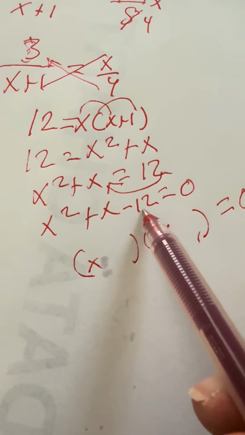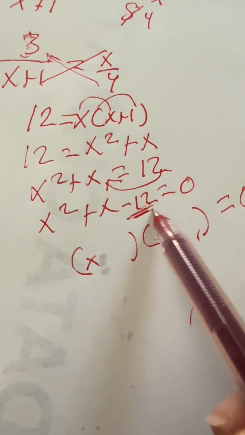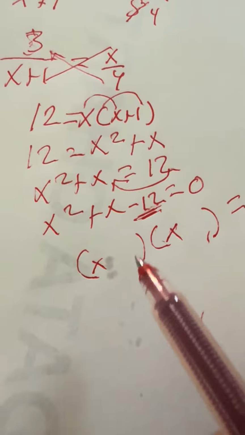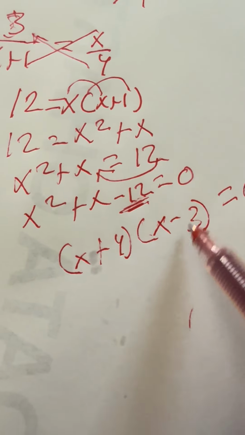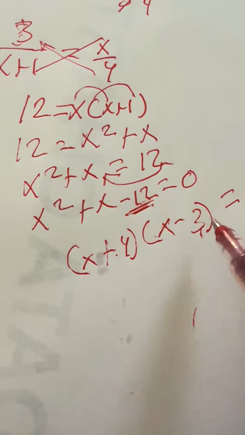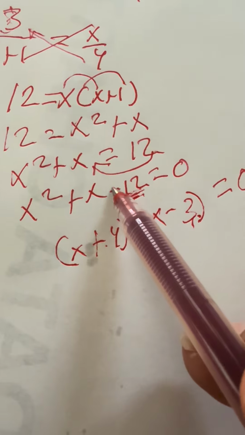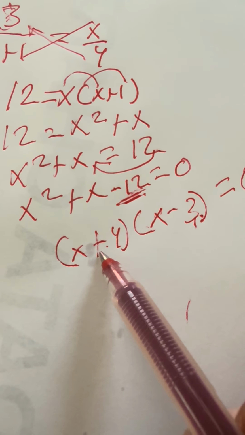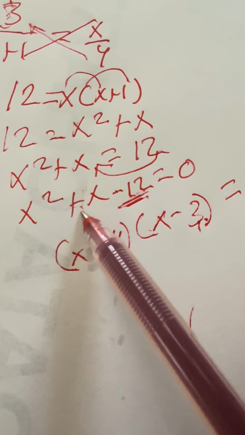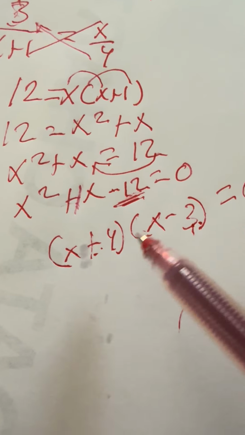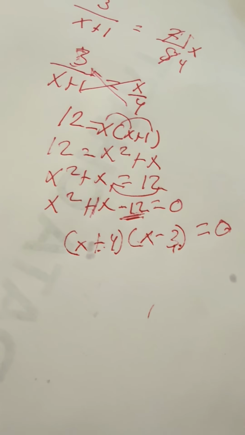Now here there's a 12, negative 12. So what we're going to do is plus 4 and negative 3. Why is that? Because positive 4 times negative 3 is negative 12. However, positive 4 added to negative 3 is positive 1. There's a 1 here. Okay, so it has to meet these two requirements.